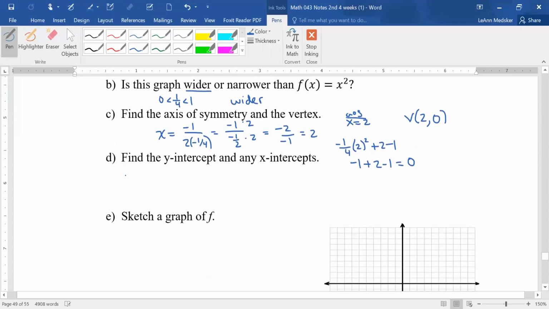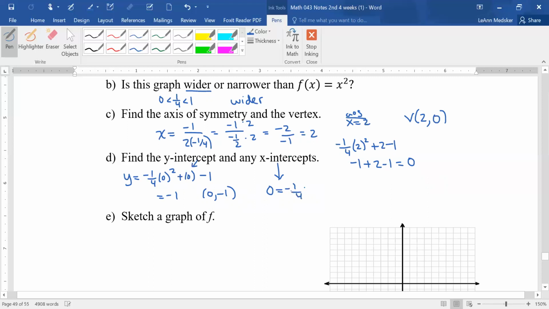Find the y-intercepts and the x-intercepts. Well, to find the y-intercept, you plug in 0. Remember, for all of your x's, I am using this version right here because I can see what the equation was. But that's going to be -1, so that's the ordered pair 0, -1. To find your x-intercepts, you have to set the original function equal to 0. So to find x-intercepts is different than to find y-intercepts.